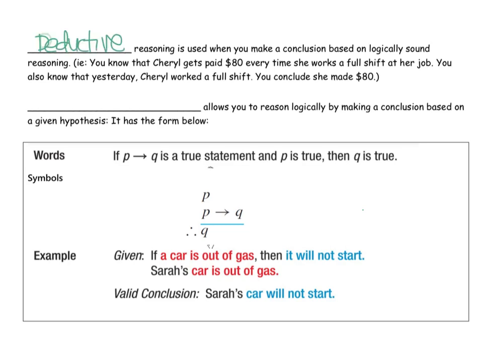Direct reasoning takes the form we just used with Cheryl. It says you have this if-then statement. You know that if Cheryl works a full-time shift, then she gets paid $80. You discover that she worked a full-time shift. You conclude that she made the $80. So this format again is called direct reasoning.